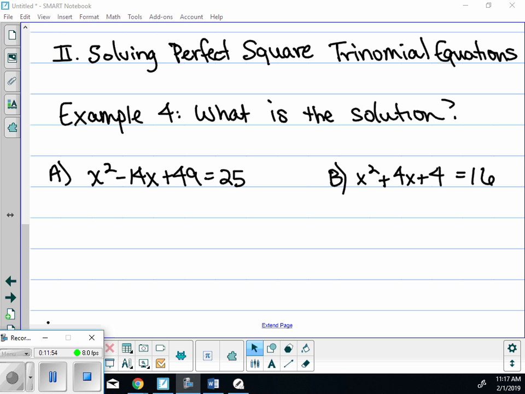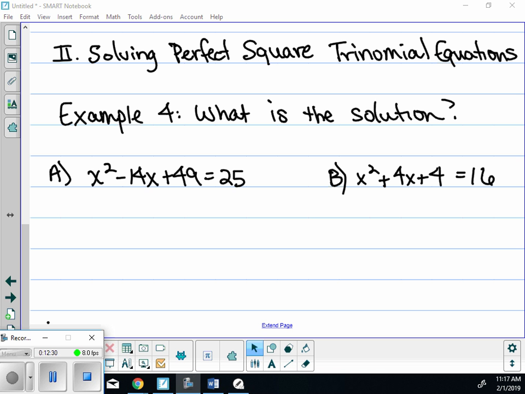Now, the likelihood that we are actually going to end up with a quadratic equation with a nice perfect square trinomial on the left and a perfect square on the right is rare. But we'll still look at this because this will help us build into what we are going to do next week in what we call completing the square, which will mean that we're actually trying to create a perfect square trinomial out of what we're given so that we can then take the square root and solve.